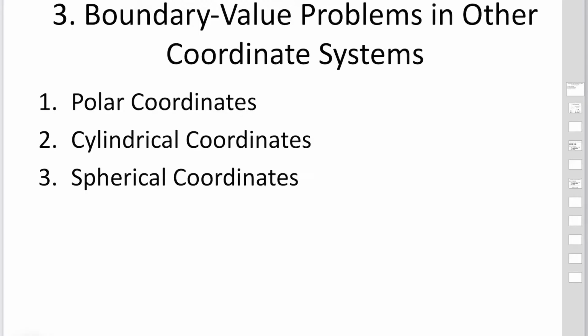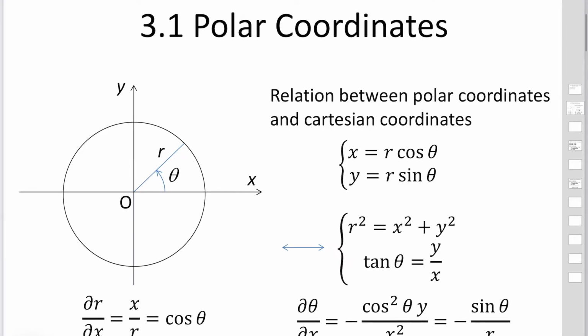First section is polar coordinates. Second section is cylindrical coordinates. Third section is spherical coordinates. First section is polar coordinates.